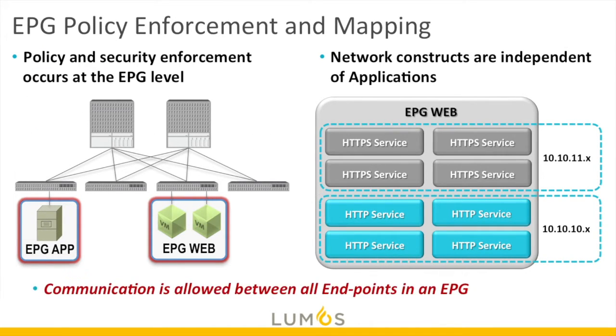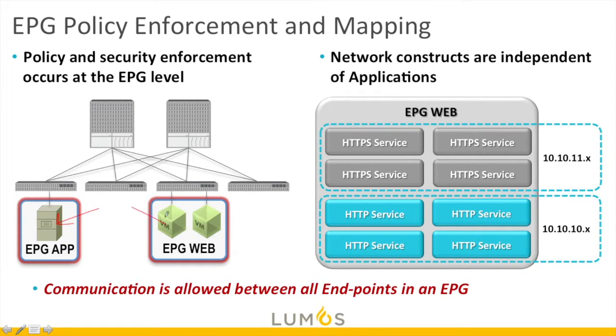So policy enforcement and mapping. Policy and security enforcement occurs at the EPG level, not at the endpoint level. So we're going to build security rules based on an EPG. That means that if we have a single host, if we need to do security based on an individual host, then we just put an individual host inside of an EPG. So we just do a one-to-one mapping. Host equals an EPG.